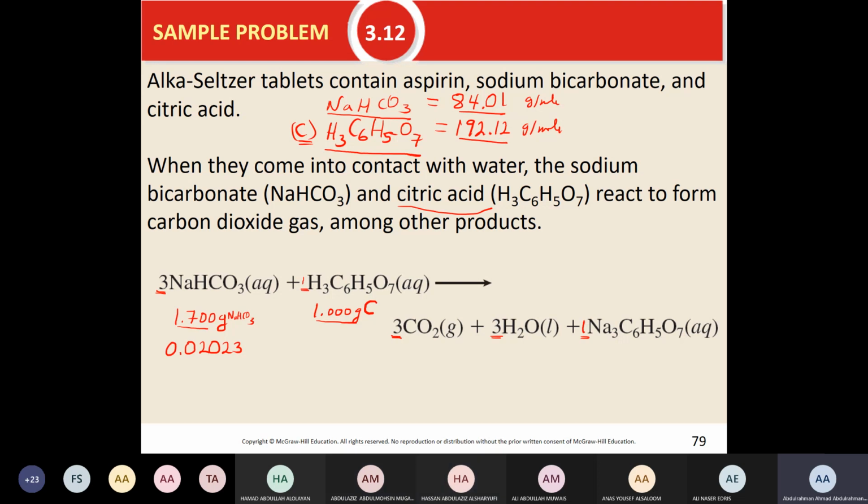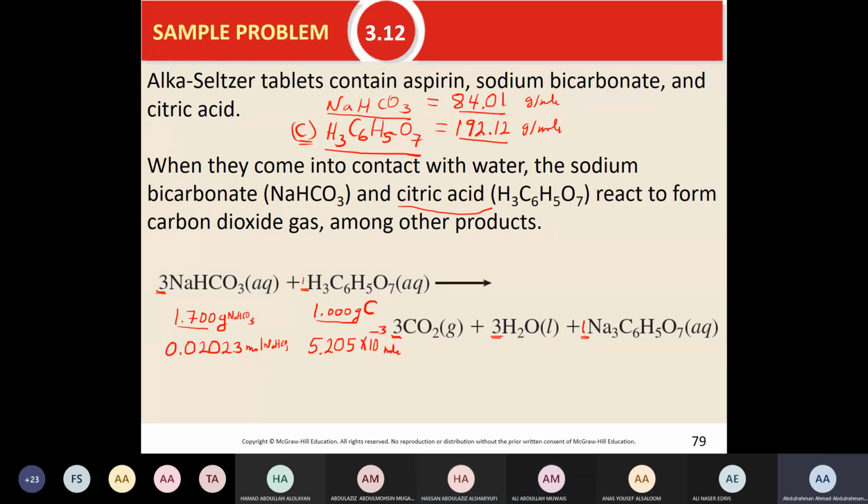Mole NaHCO3. Now I can relate things. Good. How many moles is citric acid? 5.205 times 10 to the power of minus 3. Who else got the same answer? Yes, the same. Great.